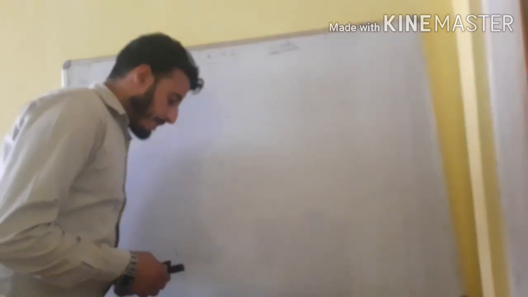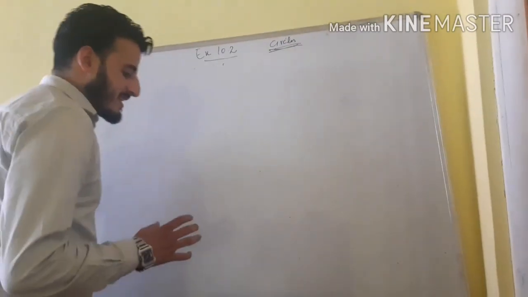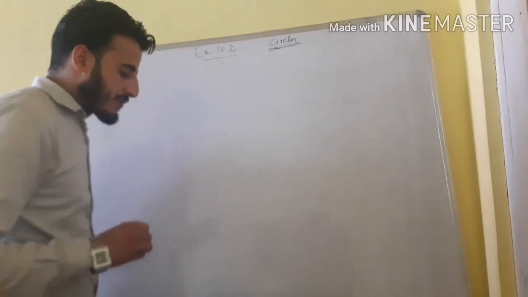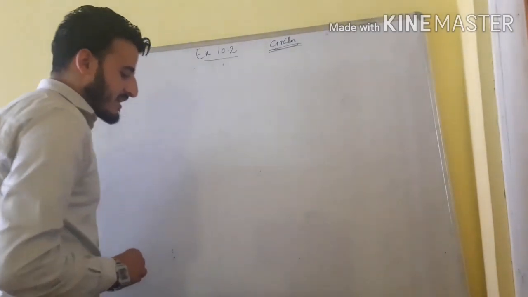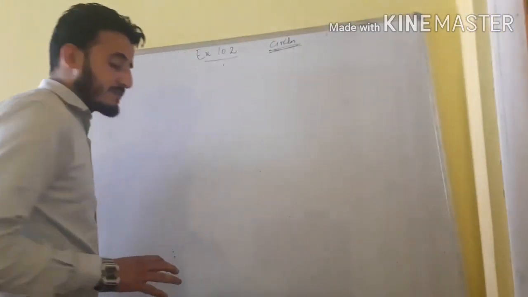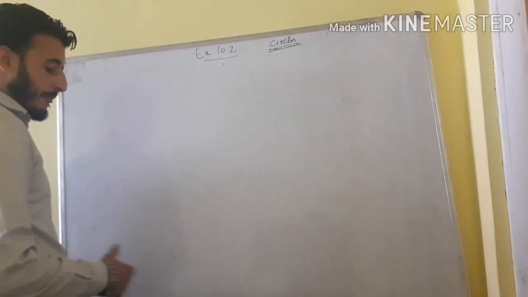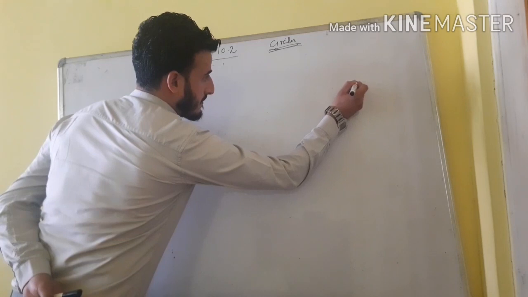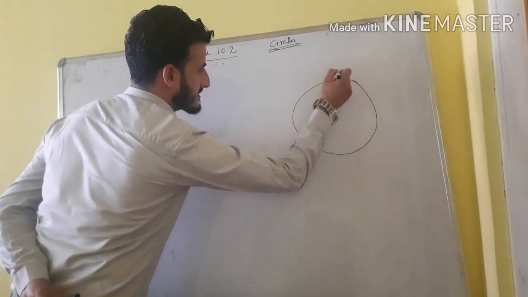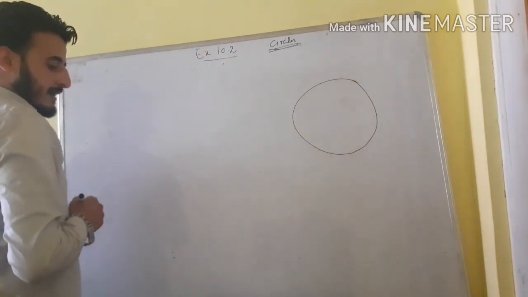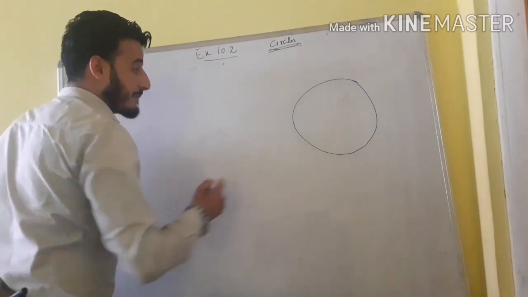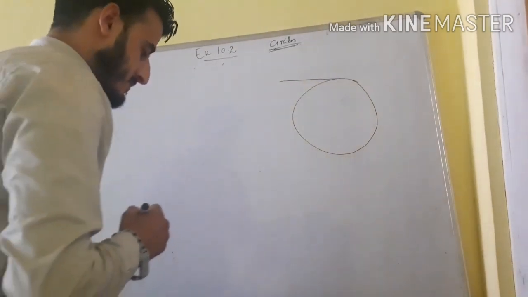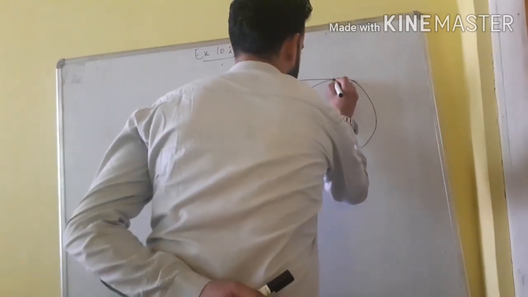Question number 8 is, a quadrilateral ABCD is drawn to circumscribe a circle. Prove that AB plus CD is equal to AD plus BC. Actually the figure is given in the question. So we are given a circle like this. A quadrilateral is circumscribing a circle. That means the circle is inside the quadrilateral.